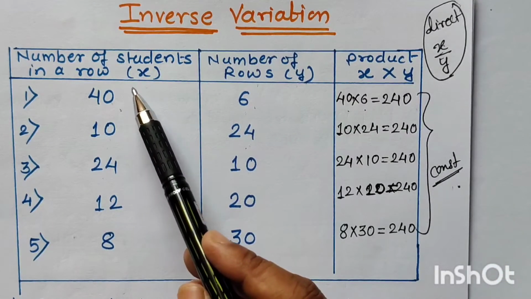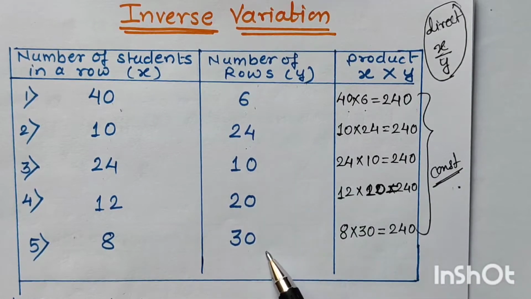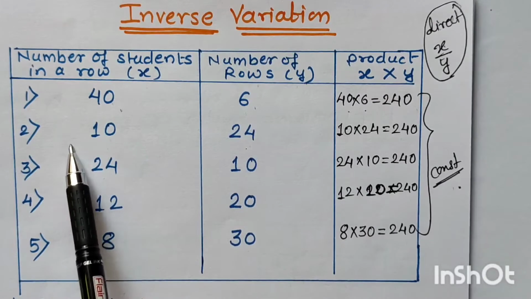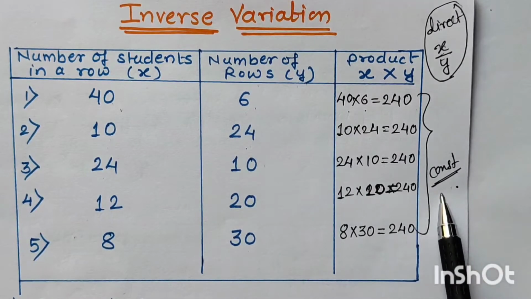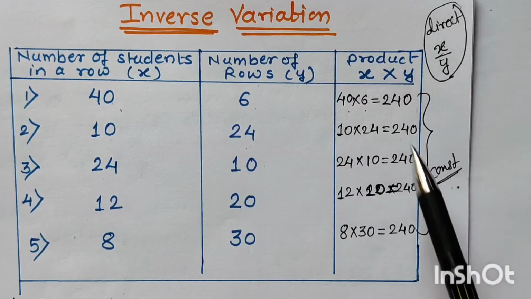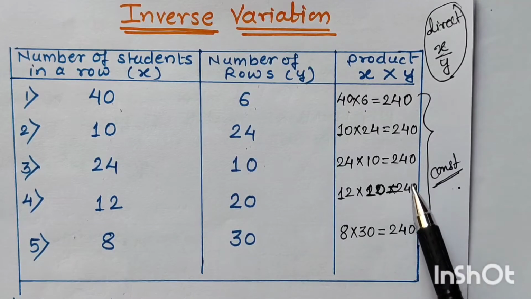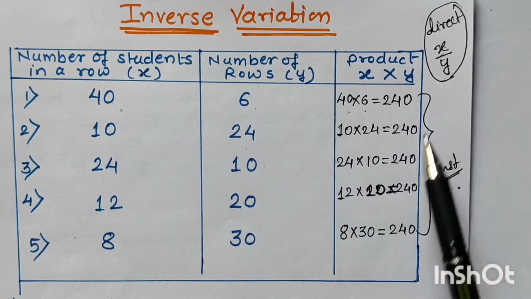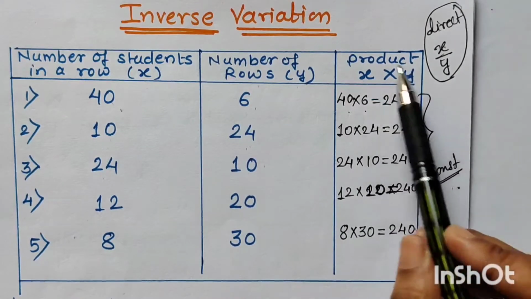When the number of students is decreasing, the number of rows is increasing. When one number is decreasing, the other number is increasing in the same proportion. Why are we saying same proportion? Because their product is constant. We are getting the same answer, 240, 240, 240, 240. That means what? Product is constant. So in inverse proportion, their product is constant.